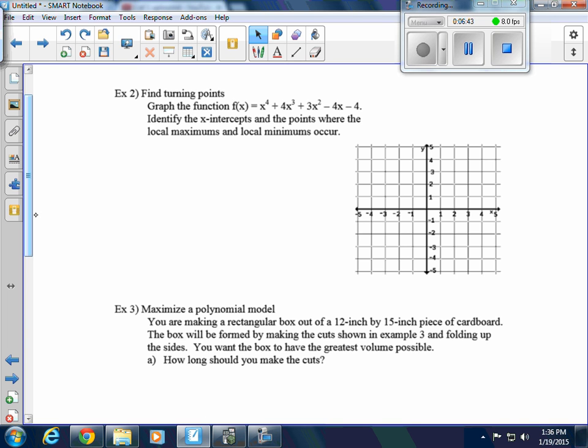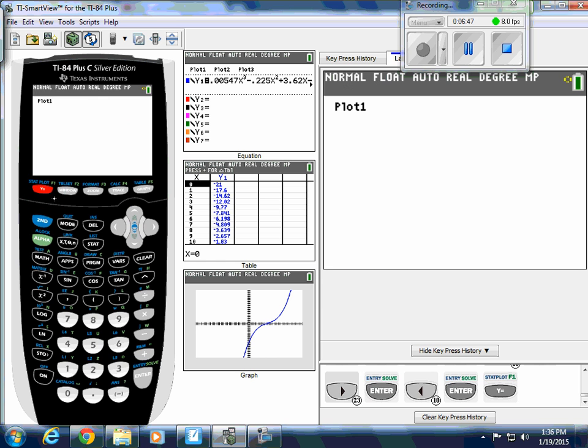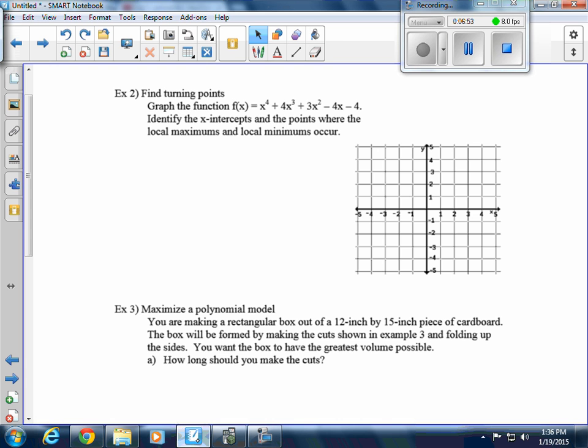So pull up your graphing calculator. And again, I'm going to go to y equals. We're going to clear everything out, and we're just going to type that in. Again, here is the equation we're going to type in. F of x equals that. So go ahead and put that into your graphing calculator quickly.